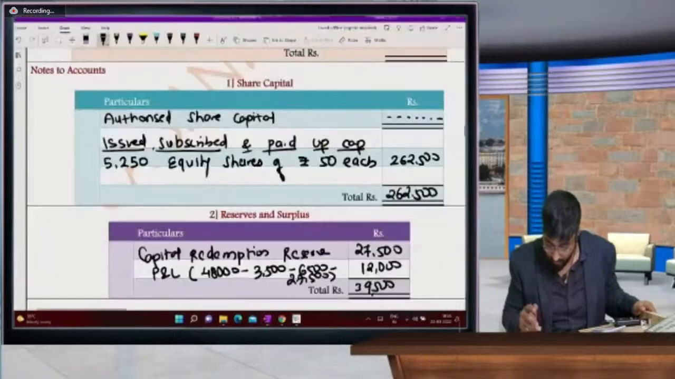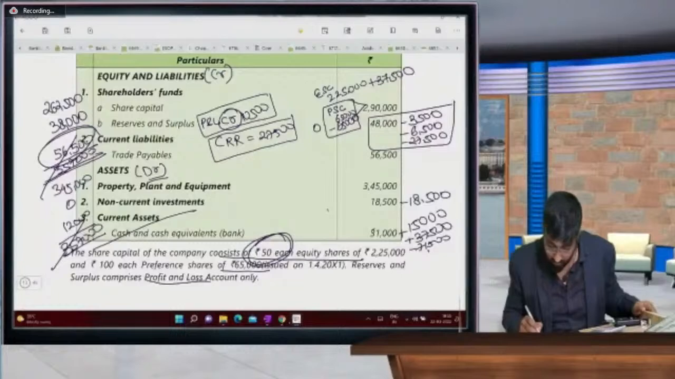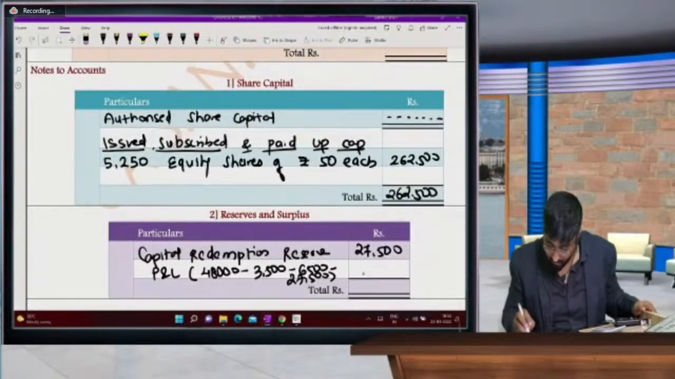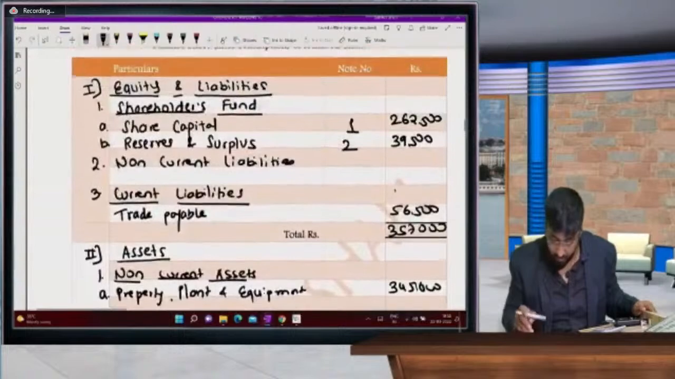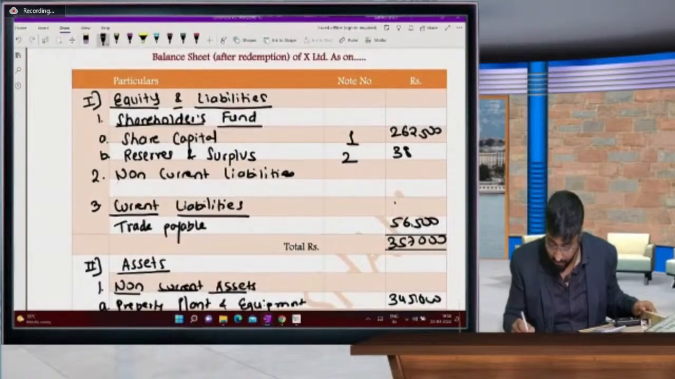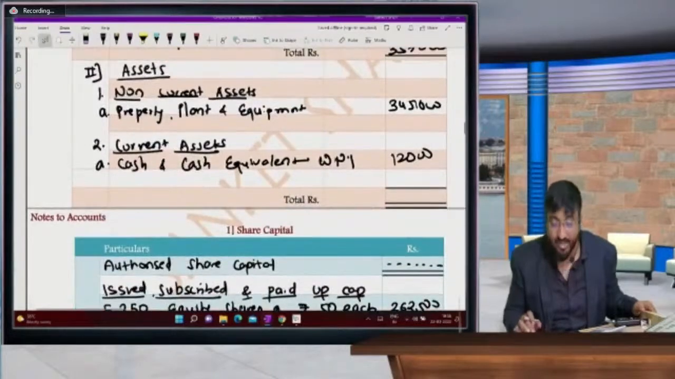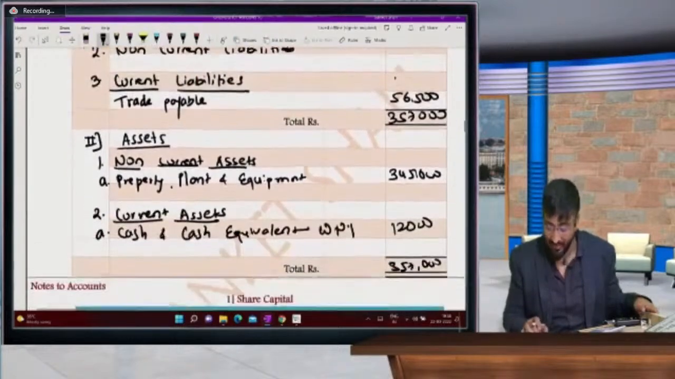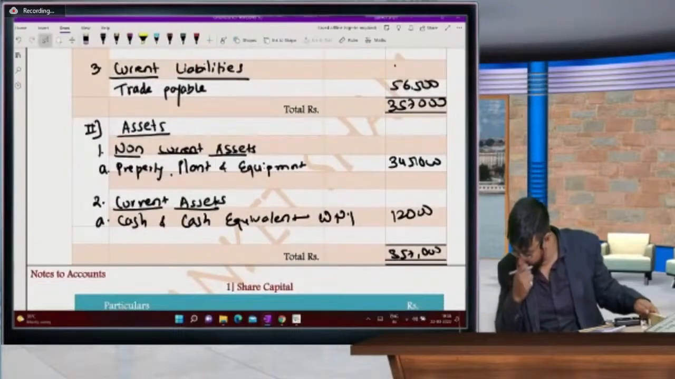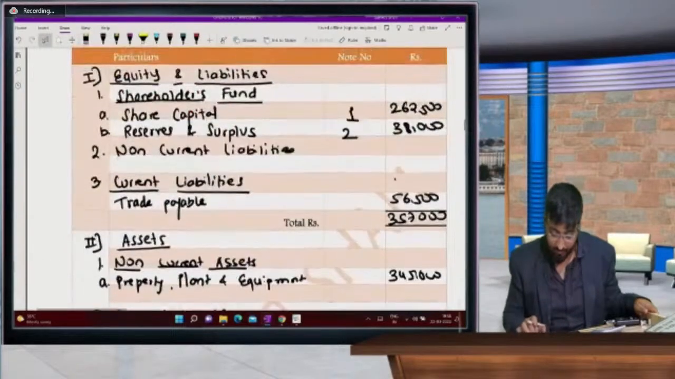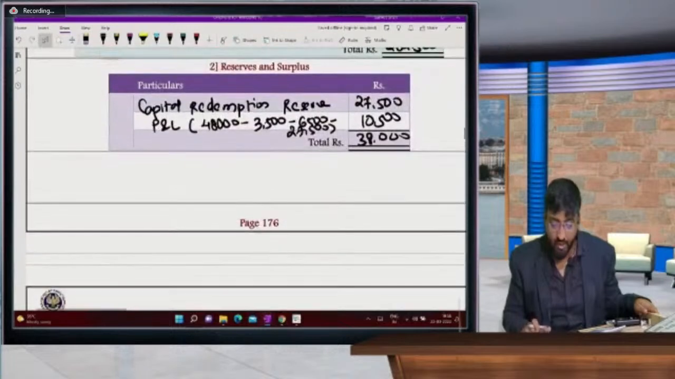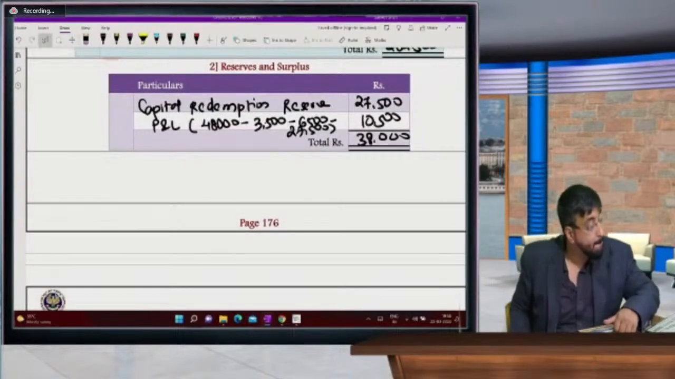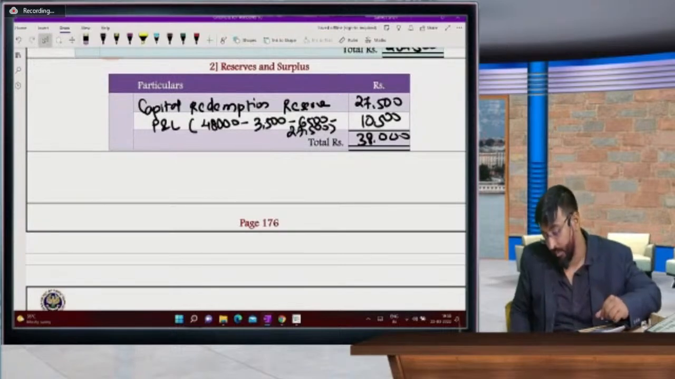Sorry. Reserve and surplus. P&L 10,500. Sorry. And here it is 38,000. Sorry, beta. I made a mistake in P&L. Just checking your concentration level. 3,57,000. Sorry. Reserve and surplus written wrongly. Yes, make the changes. Reserve and surplus 38,000.